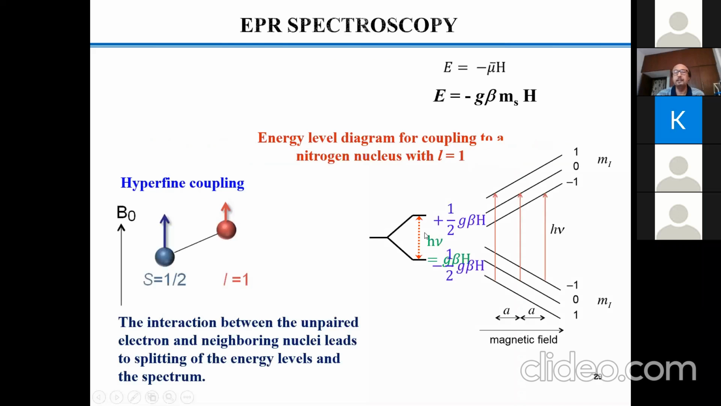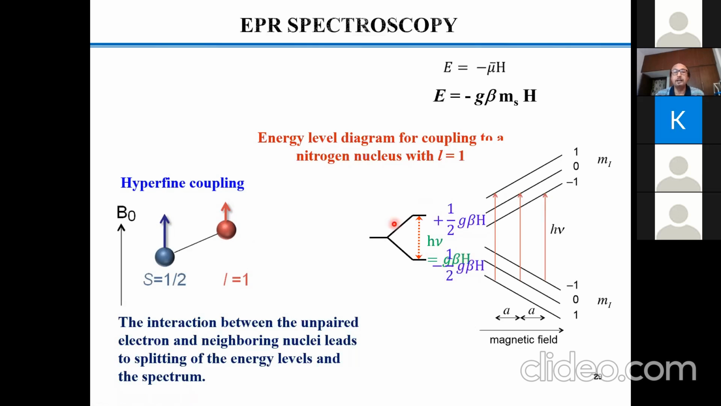we know already that the energy of an electron in a magnetic field, that is your equation, minus mu dot H, and that is g beta Ms H, right? And if I consider this for Ms situation, then it would be negative, then the whole term would be positive. So minus half would be the lower energy, plus half would be the higher energy. Already we have talked about that. And the energy we can write in the form of minus half g beta H, plus half g beta H, and the difference, that is h nu, equal to just g beta H.